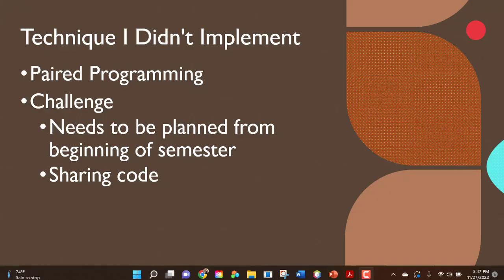I really think it's going to help the students learn better working with each other while they're coding. This is easy to do in the class, not so easy to do online.